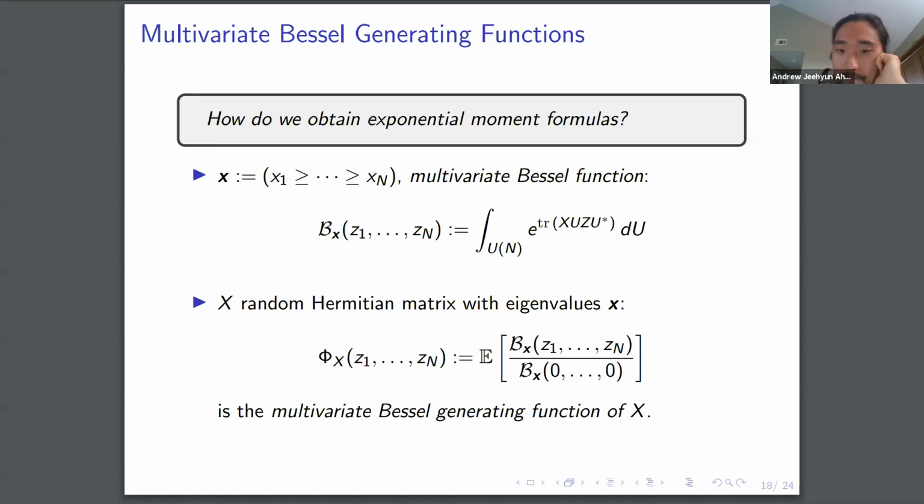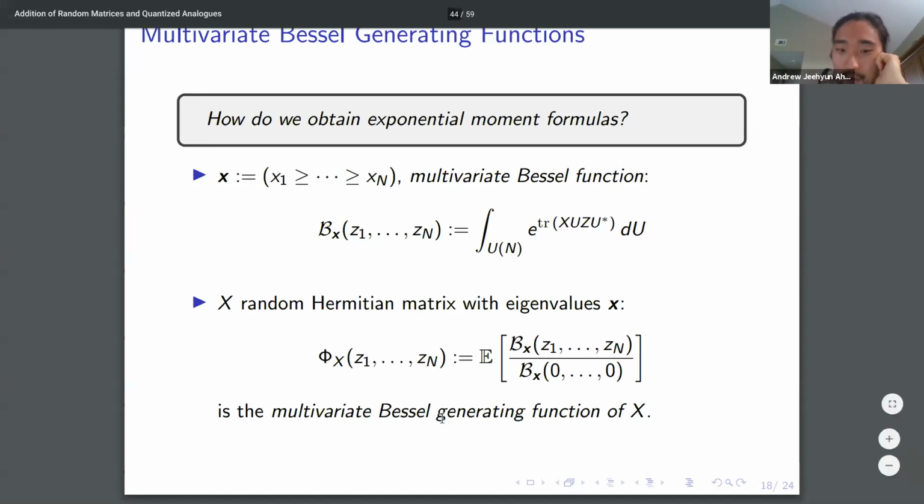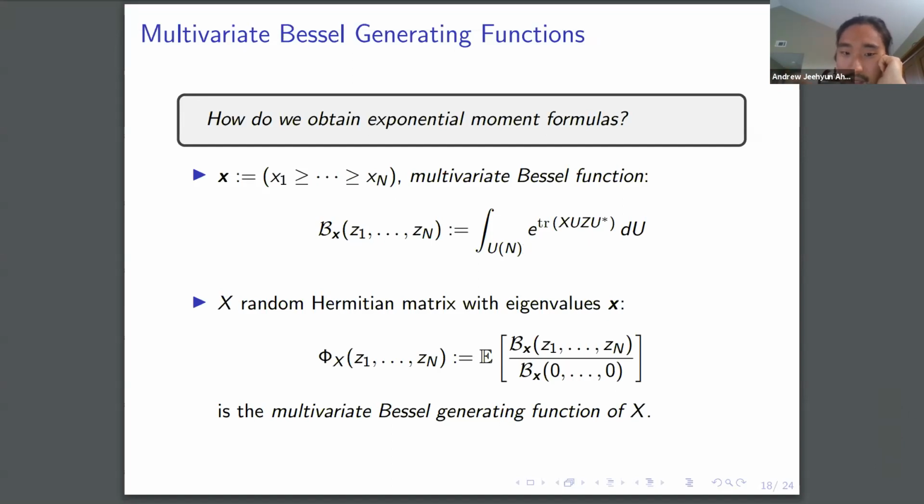Exactly. Actually, it's not even that. It's a Laplace transform really, well, it's not a transform at all. It's just e to the xz. It's what you said, right? Yeah, so the multivariate Bessel function just becomes e to the xz, but the generating function becomes the Laplace transform. Mm-hmm.